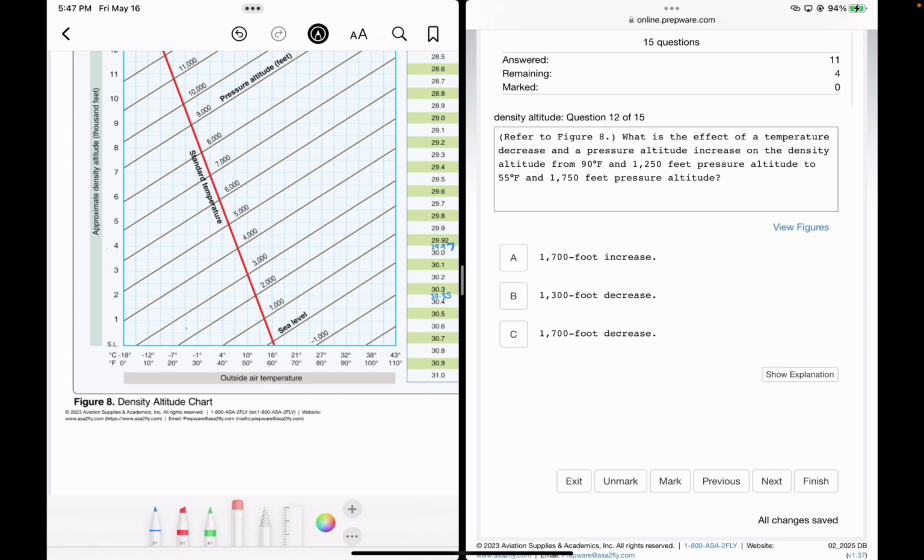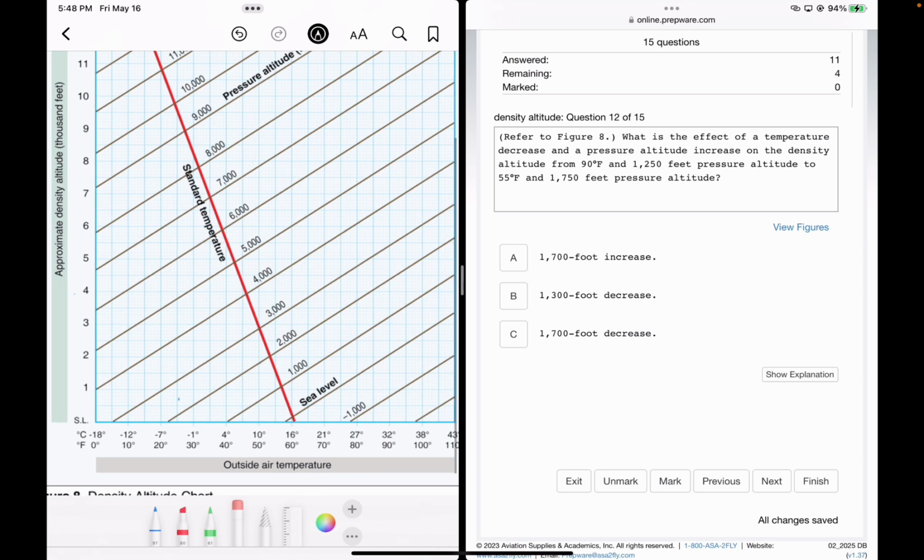Okay. What is the effect of a temperature decrease and a pressure altitude increase on the density altitude, from 90 degrees Fahrenheit and 1,250 feet pressure altitude to 55 degrees Fahrenheit and 1,750 feet pressure altitude? Okay, we just do it again.